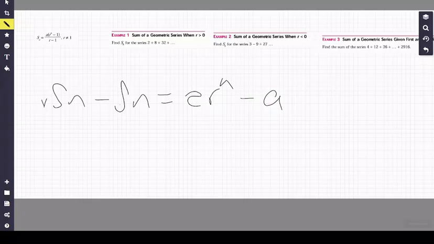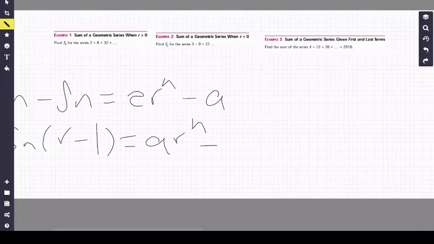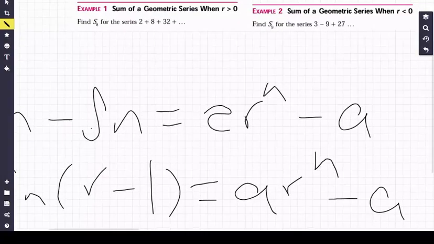Okay, so let's look at both sides. Is there something I could factor from the left? Yes, of course. I could factor the Sn out. So Sn times (r minus 1) is equal to ar^n minus a. And wait, hold on a second, we isolated the Sn. We could literally just figure it out if we divide. So let's go ahead and do that.